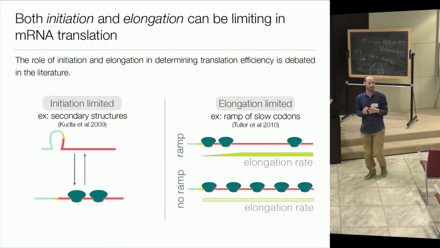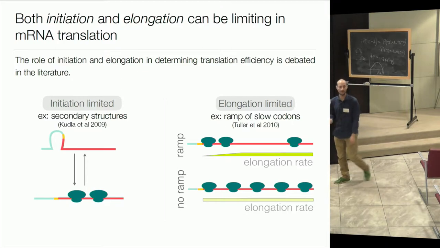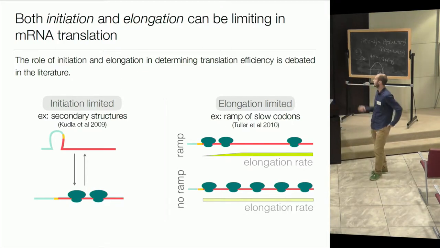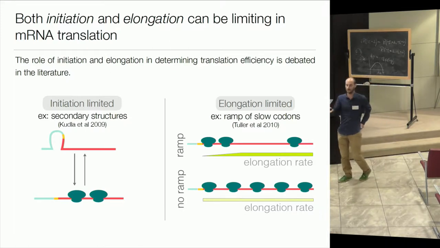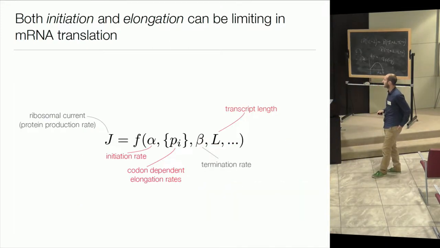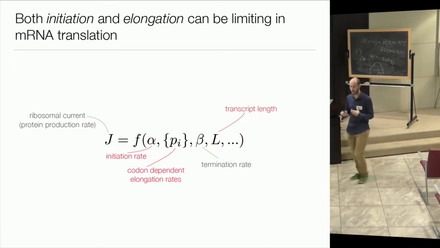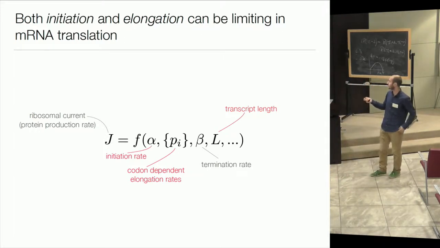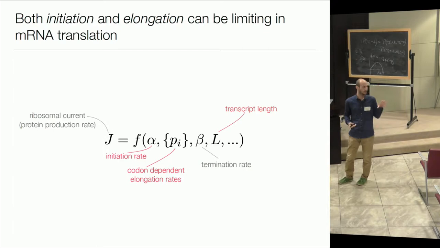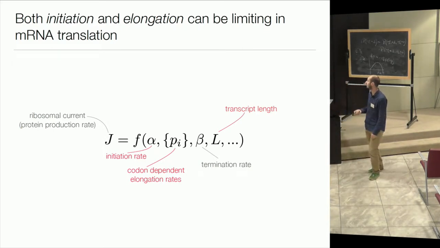If you put strong secondary structures in the 5' UTRs, for the recruitment of the ribosome, that could strongly limit messenger RNA translation. But there is also evidence that elongation can be limiting, as Dan was saying before. So I'll try to merge different visions and study the interplay between initiation and elongation. The global aim is to understand the ribosomal current, that is, the protein production rate for each messenger RNA, as a function of all these parameters. As I said, I will focus on the initiation rate, the codon-dependent elongation rates, and the transcript length.